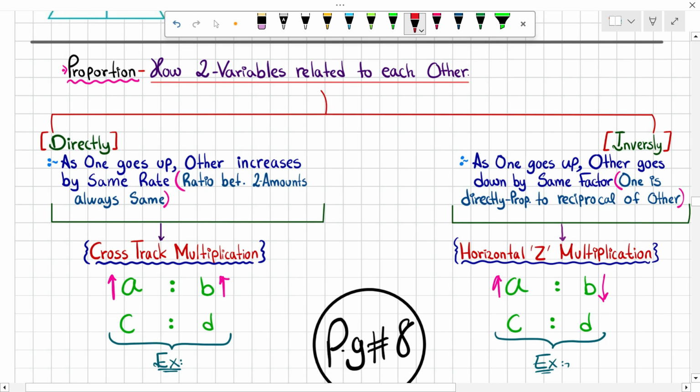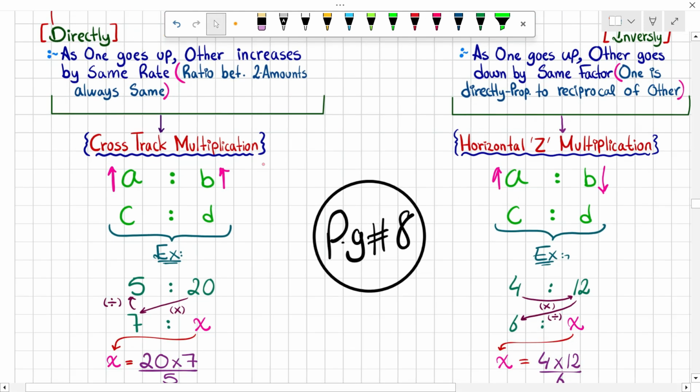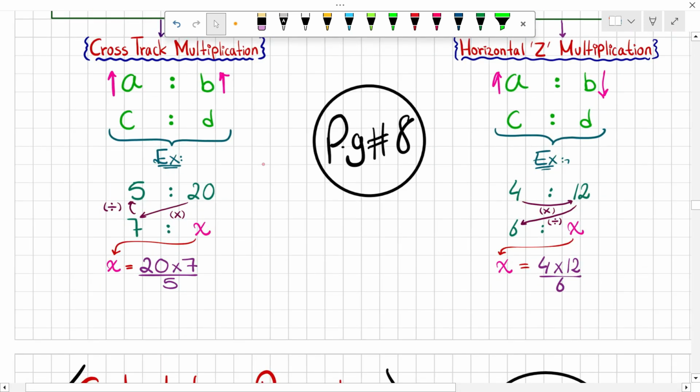Proportion. Proportion is how two variables are related to each other. It can be directly proportional or inversely proportional. Directly proportional means as one variable is going up, the other one increases by the same rate. Inversely is when one goes up, the other one goes down by the same rate. To calculate directly proportional, we use the cross-track multiplication or the crazy Z method we discussed above. As for inversely proportional, we use horizontal Z multiplication. It's just like doing the cross-track multiplication, but from up to down rather than from down to up.